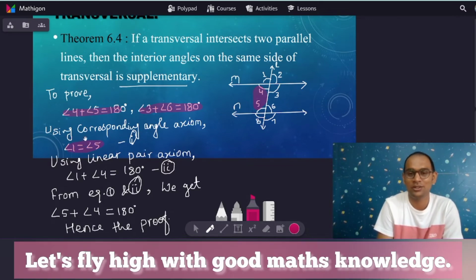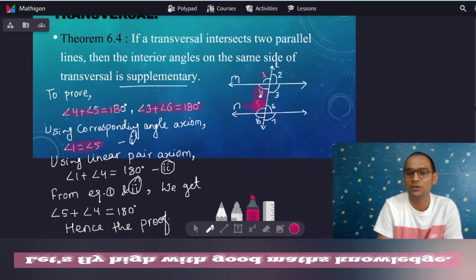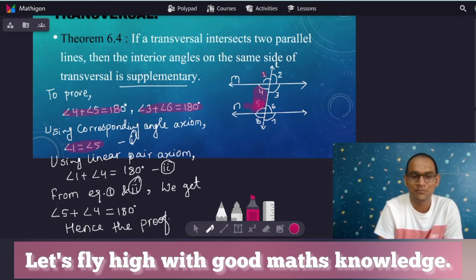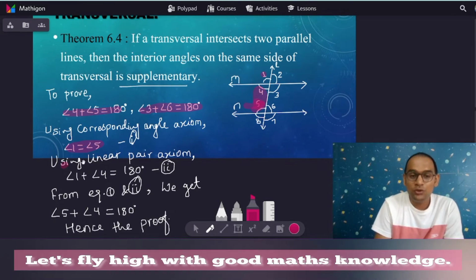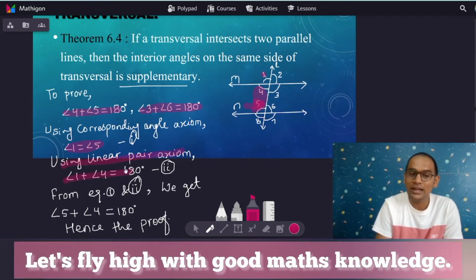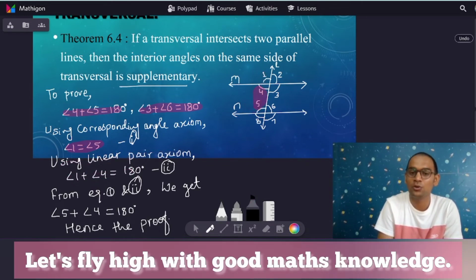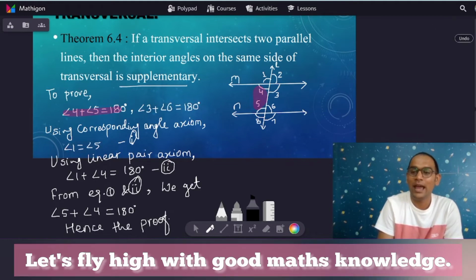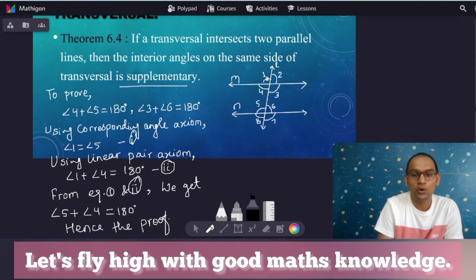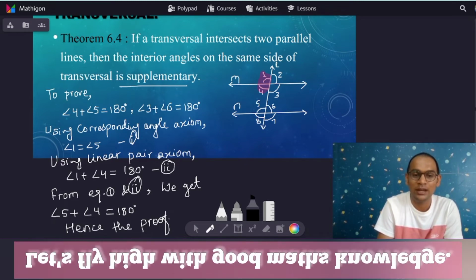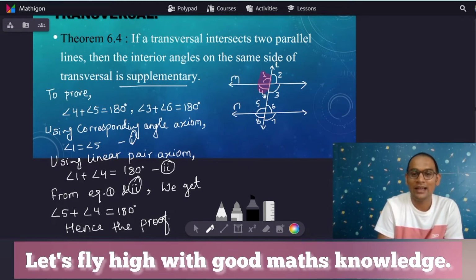So using corresponding angles, what do we know? Angle 1 equals angle 5. Angles 1 and 5 are corresponding angles, so they are obviously equal. We know by axiom. Using the linear pair axiom, we also know that angle 1 plus angle 4 is forming a linear pair, so they must add up to 180 degrees. So when angle 1 plus 4 equals 180 degrees using linear pair, from equations 1 and 2, what do we get? That angle 5 plus 4 equals 180 degrees.